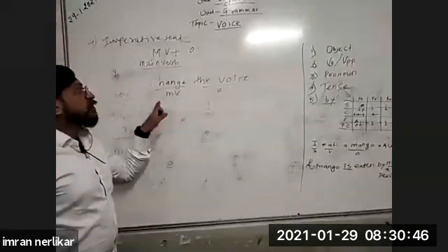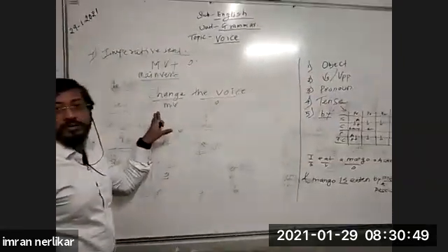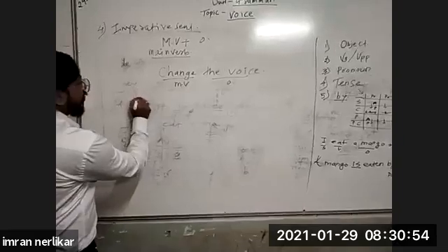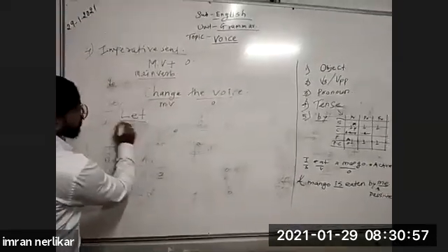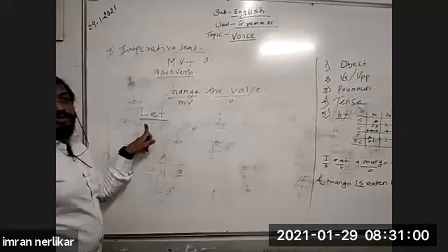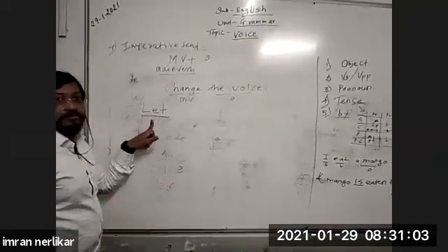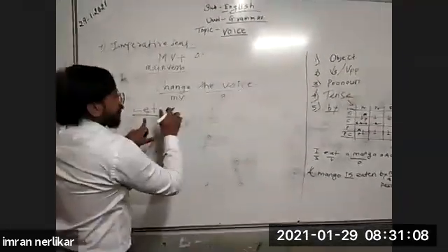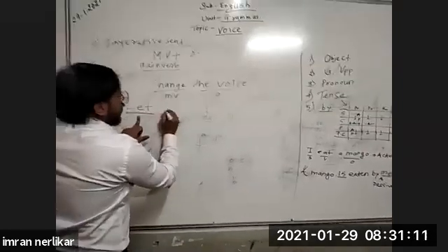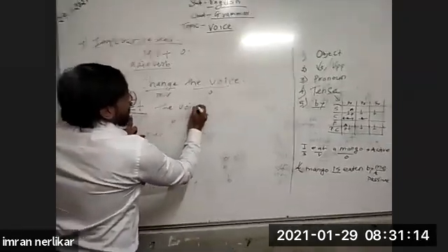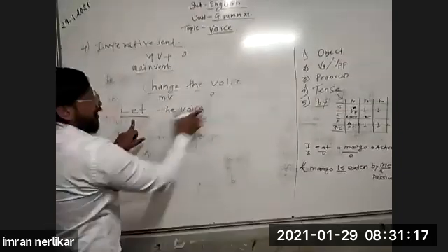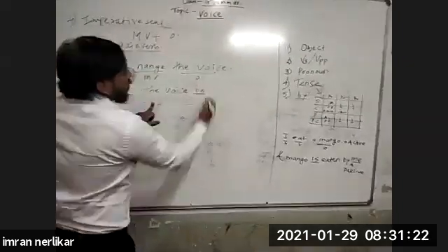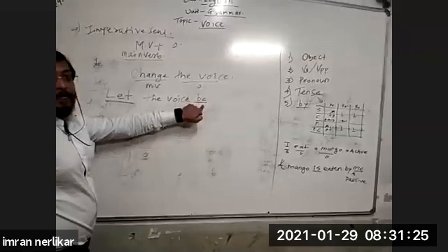Now see, the rules are, all of you listen carefully, focus. Begin the sentence with "let," L-E-T, let. Always you have to begin the sentence with let. After that, the object will come first. The object becomes the subject. Let the voice. Whatever object is given, you have to take it. Let the voice be. You have to take be.